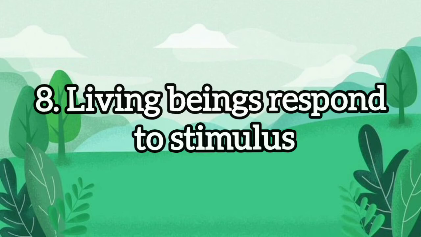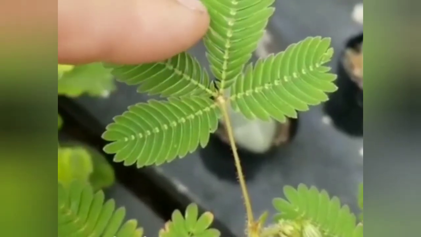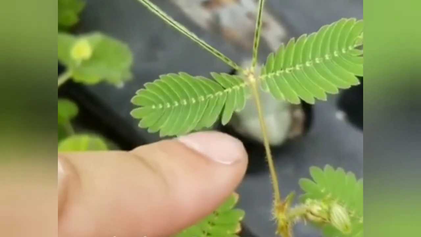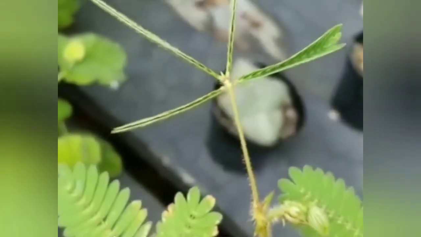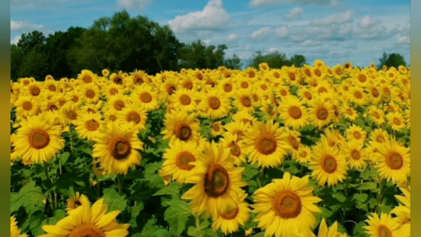Living beings respond to the changes in their surrounding environment. Usually they respond to touch, heat, cold, sound and smell. They have special organs for these. Observe the video of the Touch Me Not plant. Folding of leaves when we touch. Flower of the sunflower plant turning towards the sun. These are the ways that organisms respond to stimuli.